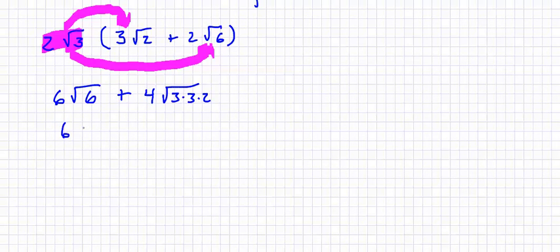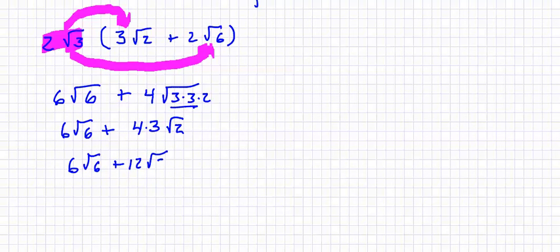square root of 3, and 6 is 3 times 2. So I have 6 square root of 6 plus square root of 3 times 3 is 3. Again, 3 times 3 is 9, square root of 9 is 3. But whatever number is being multiplied together, when we take the square root, that's the number we get. And we have our square root of 2, or 6 square root of 6 plus 12 square root of 2.